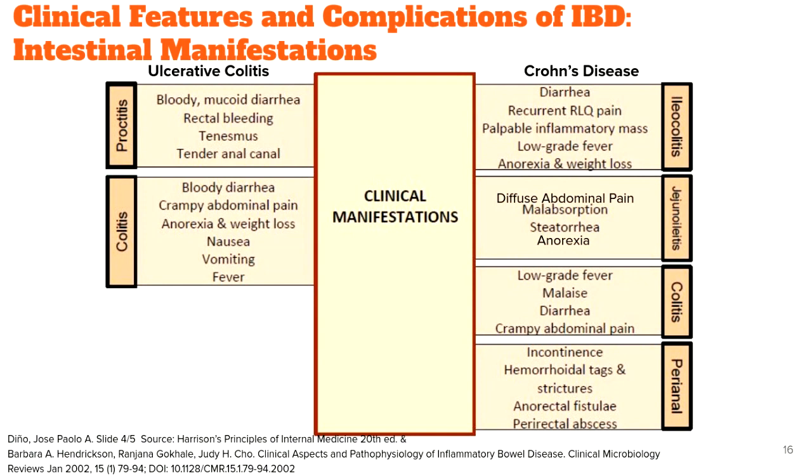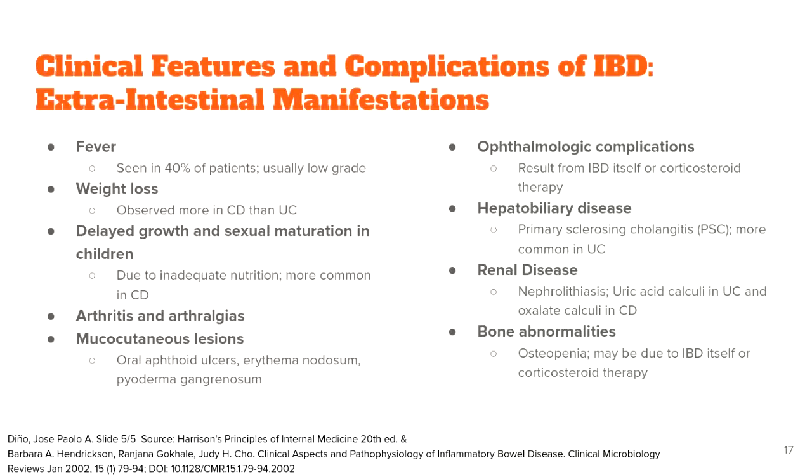Okay. Next slide. We have the extraintestinal manifestations shared by both ulcerative colitis and Crohn's disease. So we have fever, seen in 40% of patients, and is usually low grade. Rarely, it may present as high grade, as it can be high spiking, but usually it is just low grade and unrecognized.